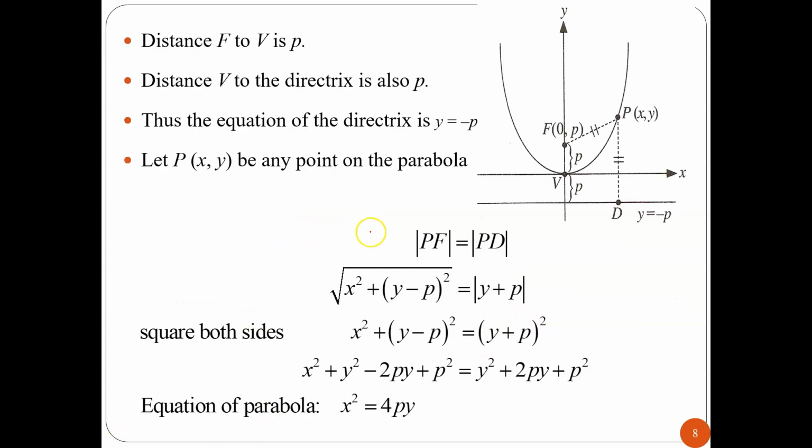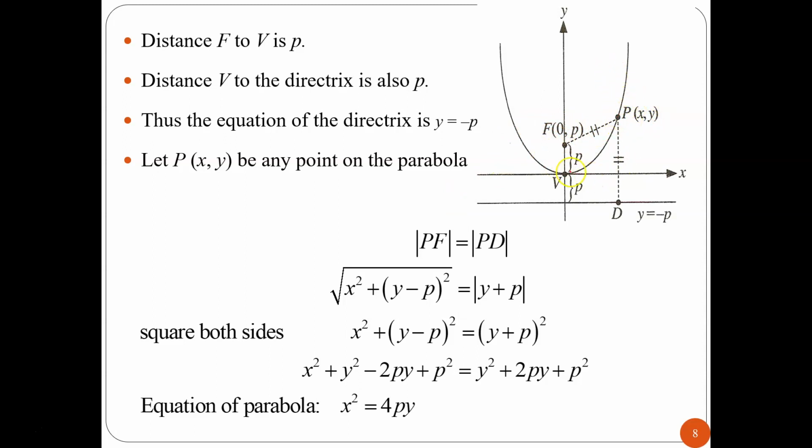Okay, let's see over here. Dia kata distance F to V is p. Distance F to V is p. Over here kan. Distance V to the directrix also p. Thus, the equation of the directrix is y equal to negative p. So, I have explained this before. Now, let P, a point P(x, y), be any point on the parabola. So, dia kata, contohlah ada satu point P yang mana koordinat dia adalah x, y.